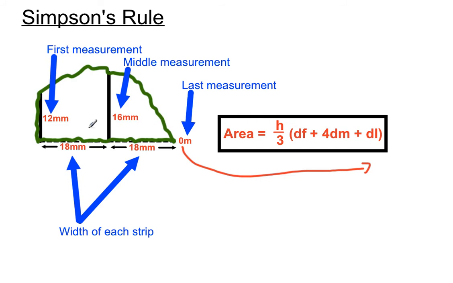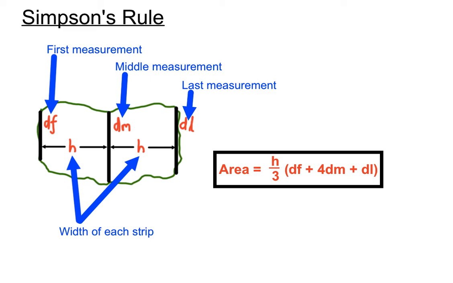We'll have 12 millimeters for that first value, 4 lots of the 16 millimeters. Our H here, our height, is actually our 18 millimeters, but we can process 0 for our final value there. Don't be worried about that. It'll still give you an approximation of the area of that irregular shape. So that's just to sum up.